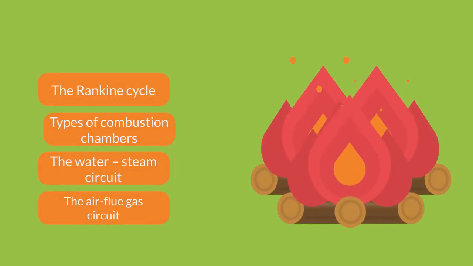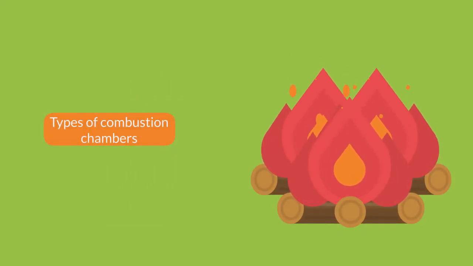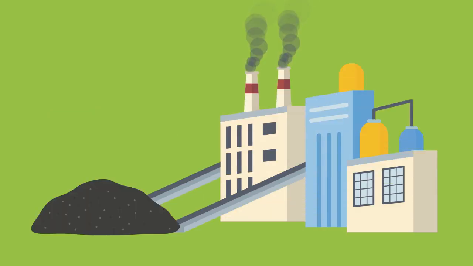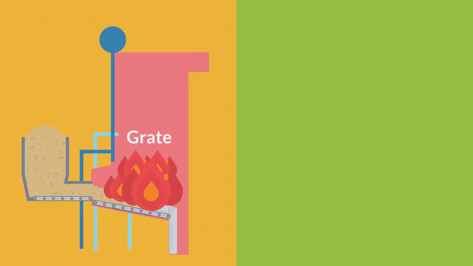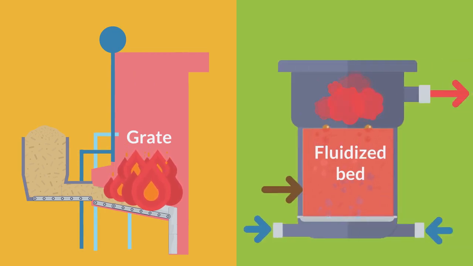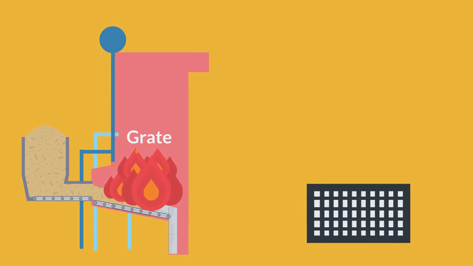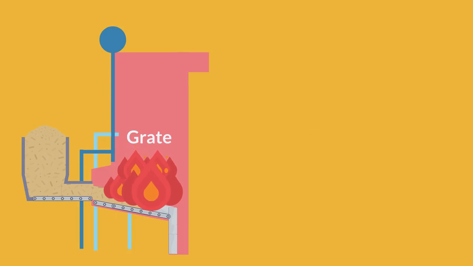Let's start analyzing how the heat is produced. Biomass combustion chambers for power generation are similar to those used for burning coal or municipal solid waste. There are 2 main types: grates and fluidized beds. A grate can be defined as the metal part of a fireplace where the fire is located. Grate firing is a type of industrial combustion system used for solid fuels.